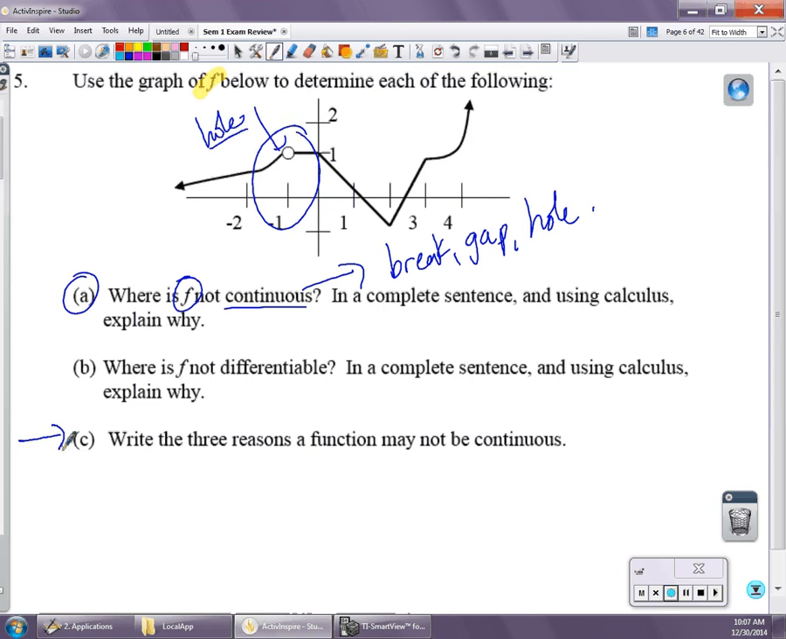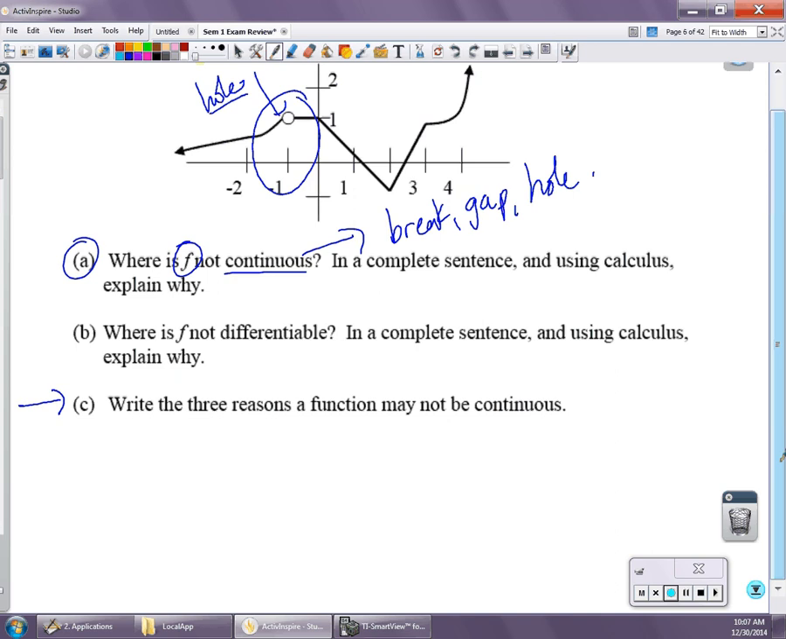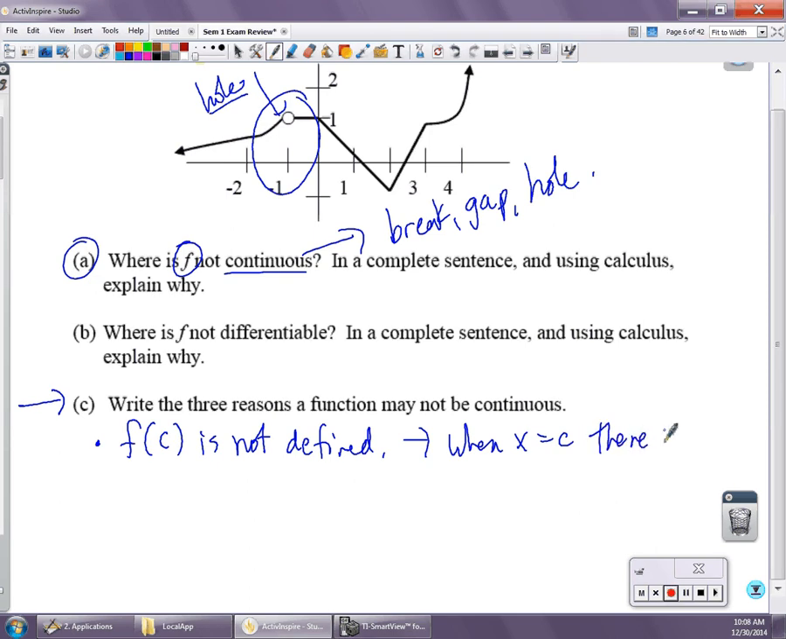And there are 3 reasons why a function may not be continuous. The first reason the function might not be continuous is f of c is not defined. What does that mean? That means when x is equal to c, there is no y value. So the function does not generate a y value for that particular x value, and that's what leads to having a hole in the graph.